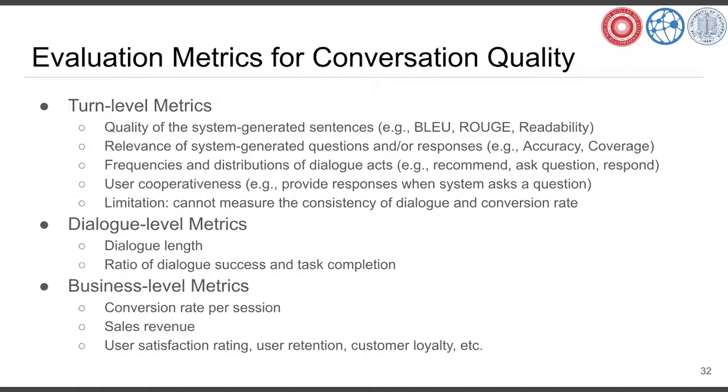Although we have these metrics on the turn level, there's an obvious limitation that we cannot measure the consistency of the dialogue and the conversion rate, since turn level metrics only evaluate each utterance. So to evaluate at the dialogue level, we can consider these two things. Since a conversational recommender system is goal oriented, we may measure the dialogue length, as we want to shorten the dialogue. We may also consider the ratio of dialogue success and whether there is a good recommendation at the end. For business level metrics, since they are related to profit, we may consider conversion rate per session, sales revenue, and user satisfaction ratings, etc.